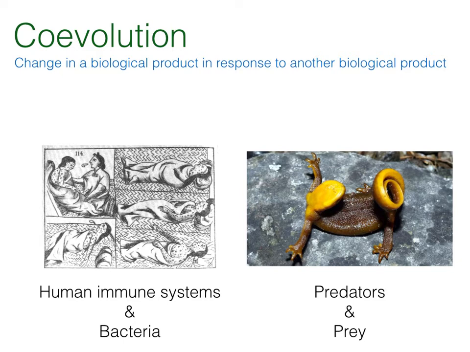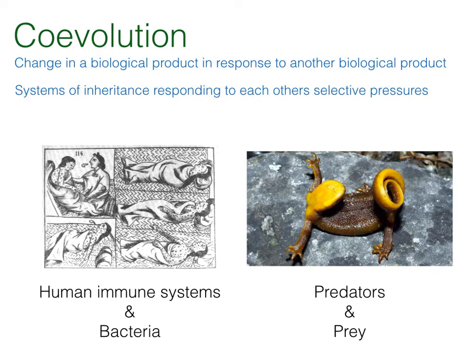This is a particular type of lizard that has very extreme levels of toxin. They're predated upon by garter snakes, and as garter snakes improve their ability to handle the venom, the lizard has to up its production of such, and so there's a response between the two genetic inheritance systems. So if we were to sum this up, it's systems of inheritance responding to each other's selective pressures.